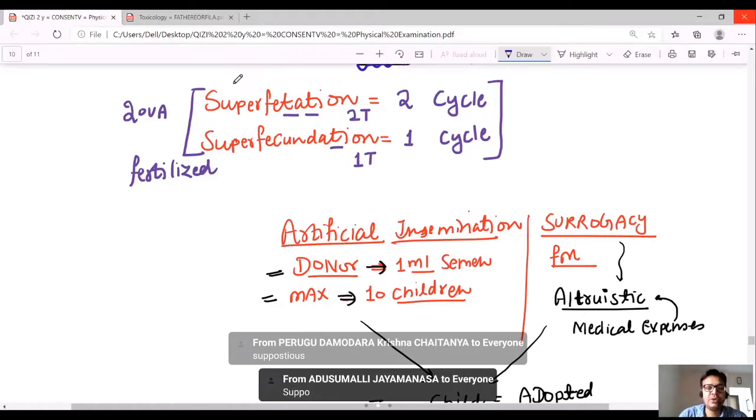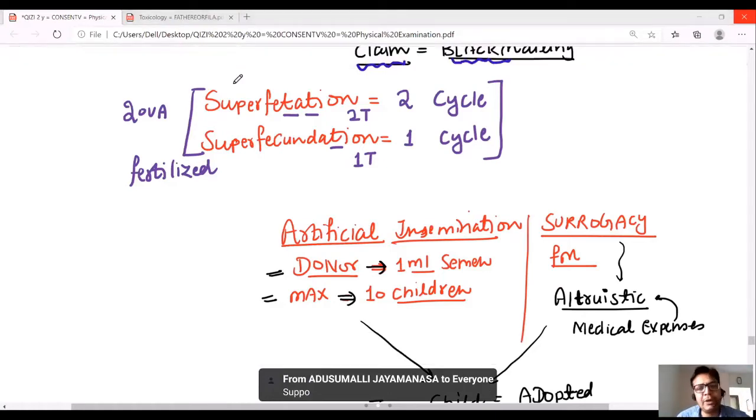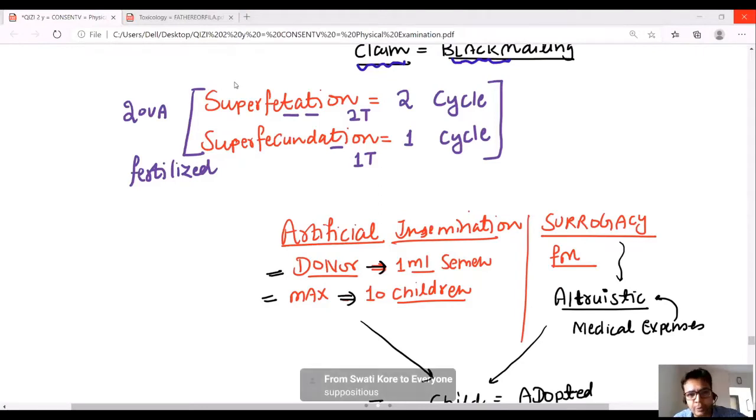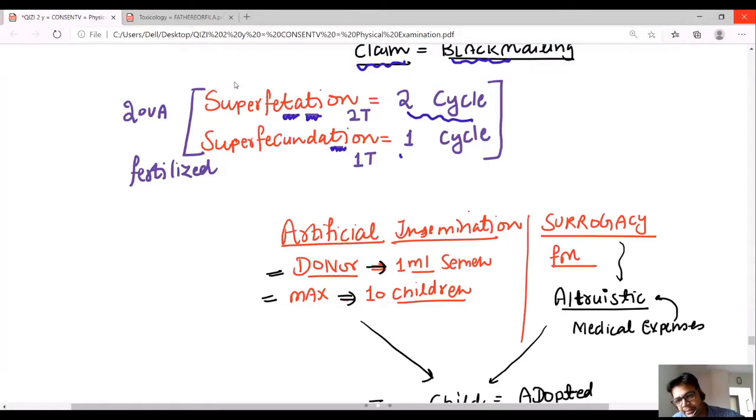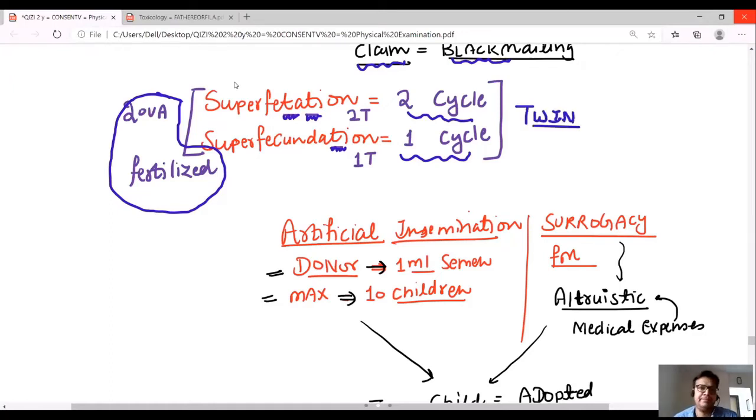Now, sir, this question comes in obs gynae also: superfetation and superfecundation. Doctor Sahab, in superfetation we have 2T, and in superfecundation we have 1T. 2T means 2 cycles, 1T means 1 cycle. This is a very simple trick I have made for you. If 2 ova are fertilized in 2 cycles, that is superfetation. And if 2 ova are fertilized in 1 cycle, that is superfecundation. Definitely there will be twin pregnancy.